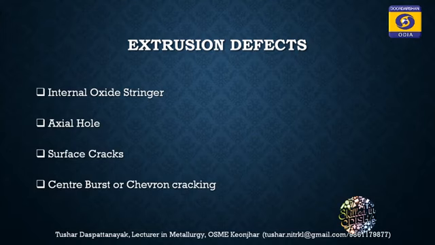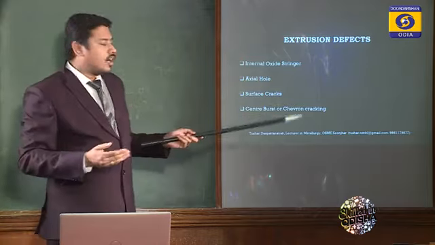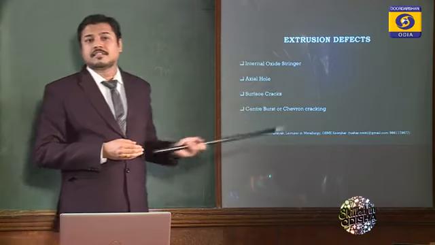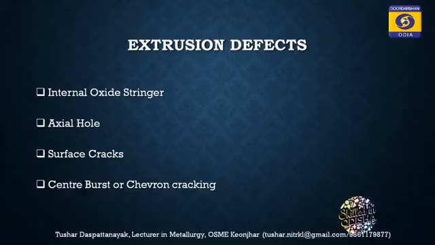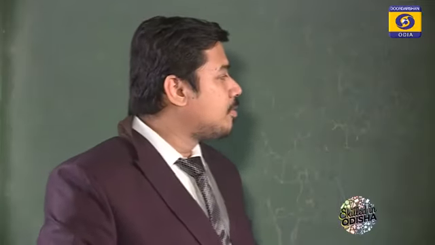Now we study extrusion defects. What are the extrusion defects? There are 4 extrusion defects out of many defects. I have picked these 4 important defects that happen in case of extrusion. First is internal oxide stringer. Second is axial hole. Third is surface crack. Fourth is center burst or chevron cracking.